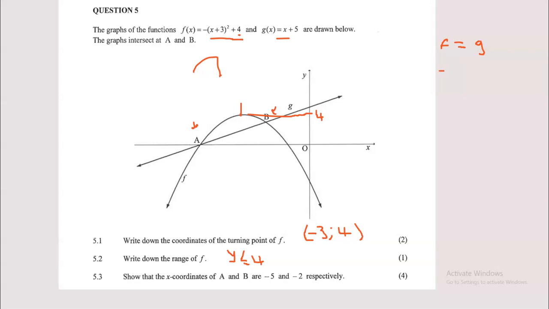So it will be negative outside, and then x plus 3 in the bracket squared. That's F as given to us. Don't forget the squared there. Then plus 4, and then the whole thing is equal to our G, which is x plus 5. So just doing them as they are. I think they'll normally give you a mark for that because you're showing that you know that A and B are the points of intersection. So that'll be the first mark you'll get.